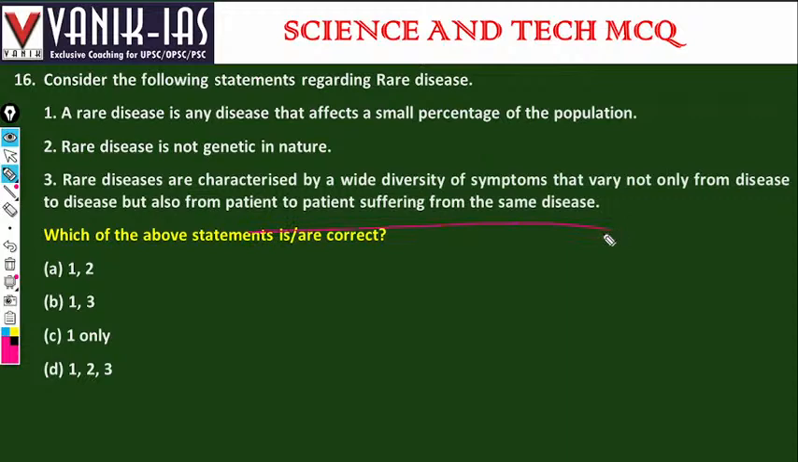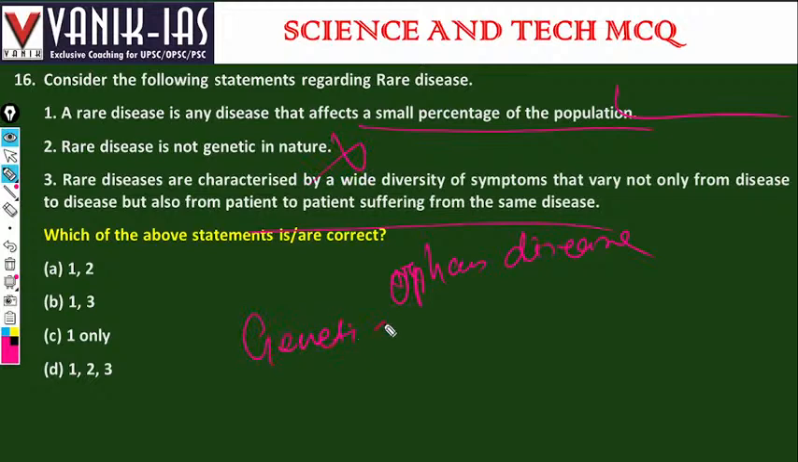So what are rare diseases? A rare disease is also called an orphan disease. Remember, orphan disease. It affects a small percentage of the population. This is right. And that a rare disease is not genetic in nature is wrong. A rare disease may be genetic in nature.